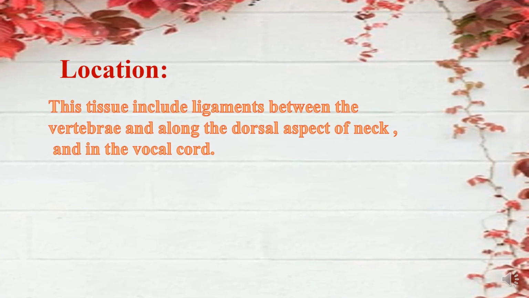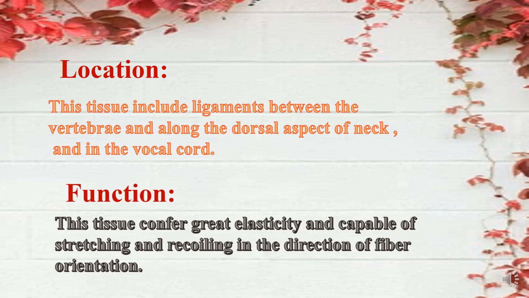The locations of dense regular elastic connective tissue include ligaments between the vertebrae and along the dorsal aspect of the neck, and in the vocal cord. The function of this tissue is to confer great elasticity and be capable of stretching and recoiling in the direction of fiber orientation. يتميز بمطاطية جدا عالية ومرونة وقابلية لأن يتمدد ويلتف باتجاه ترتيب الفايبر بالتشو.